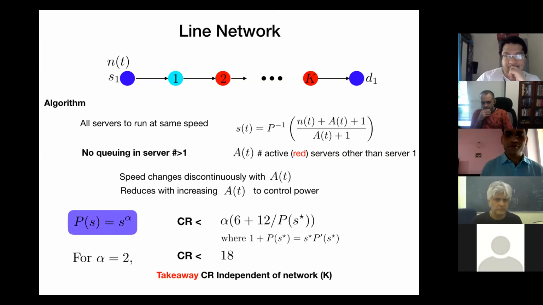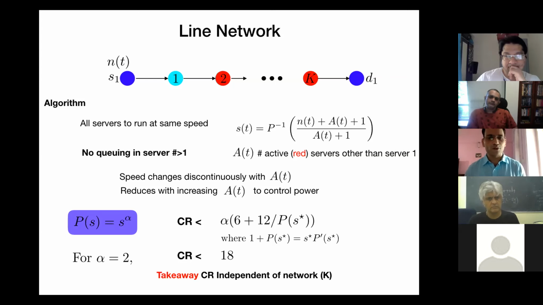What you can show by doing this is that the competitive ratio for any alpha is bounded by alpha times something which is independent of alpha, in the sense that it's just a power function dependent recursive equation and can be solved straightforwardly for any alpha. For alpha equal to 2, which is of primary interest, the competitive ratio turns out to be 18. More importantly, this is independent of the network: it doesn't depend on the number of packets in the system, the total number of packets going to arrive, or the number of nodes in the system. That is the main takeaway.